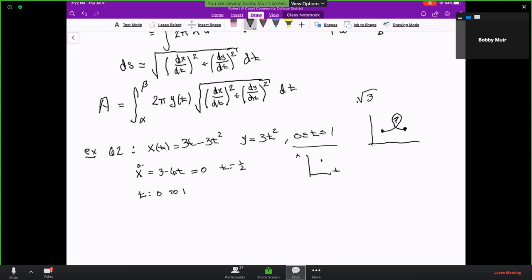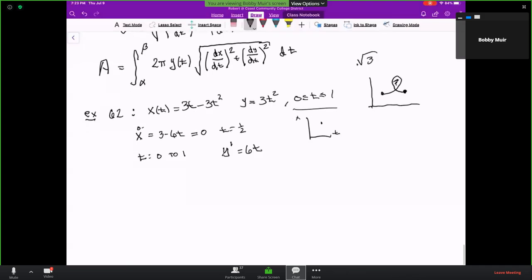The y prime is 6t, and that's positive for t being positive, negative for t being negative. So as t goes from 0 to 1, the x goes from 0 to 0, right?